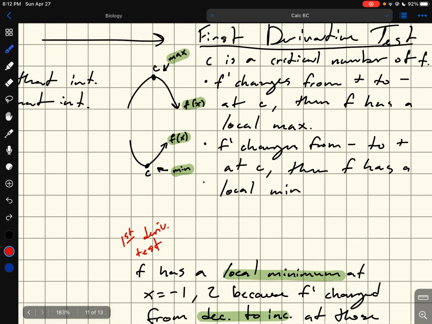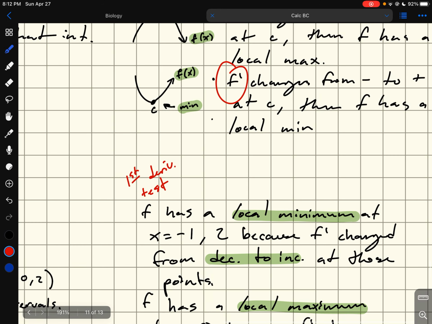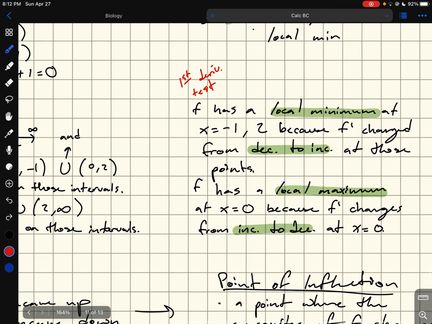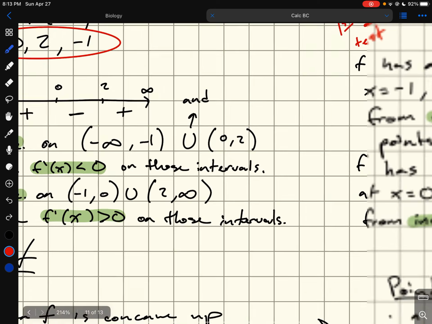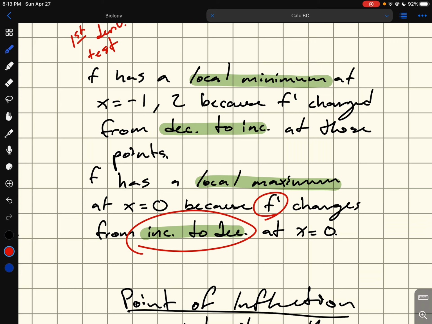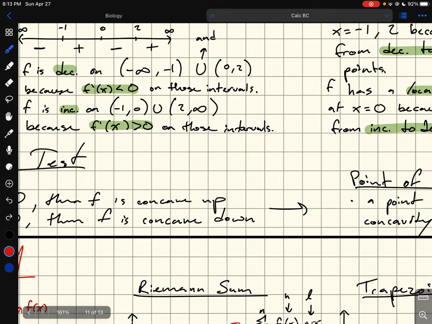And your reasoning is you're just citing this because it changes from negative to positive, because f prime changes from negative to positive. So f prime changed from decreasing to increasing. Okay. And then here you have a plus, and then turns into a minus at 0. So that means it went from increasing to decreasing. So that's a maximum. So you answer the question, you have a local maximum at x equals 0 because f prime changes from increasing to decreasing. And that's how you answer questions about where f has a local maximum or minimum.